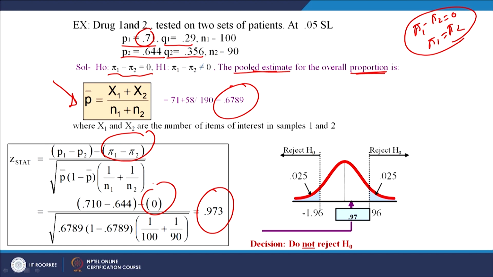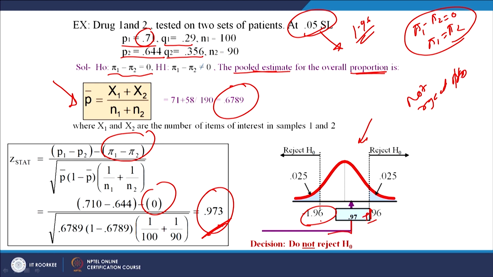So, when you calculate the Z value, it is 0.973, and the critical table value at 0.05 significance level is 1.96. So, this is plus 1.96 and this is minus 1.96, and the Z value is in the non-rejection region. So, we will not reject the null hypothesis, H naught. It means we will say that both the drugs are equally effective, right. It means pi 1 is equal to pi 2.